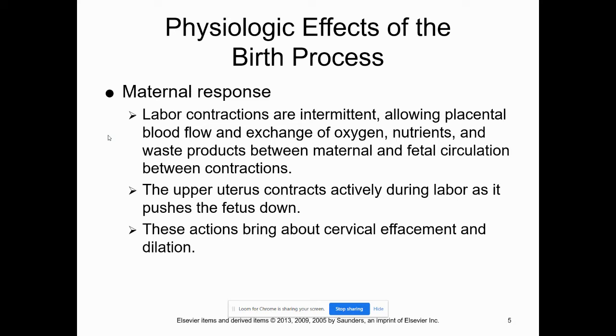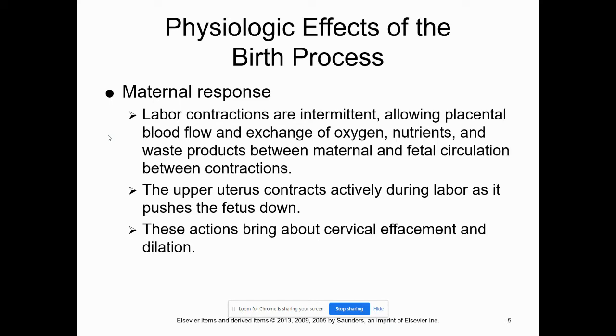The physiological effects of the birth process, of course, are complex. We're going to look at the mom first and the maternal response. So labor contractions are, of course, intermittent, which is important. Mom needs to rest, and the body needs to rest, and there needs to be time to allow the placental blood flow to normalize and to exchange oxygen and nutrients and take out waste products between contractions.